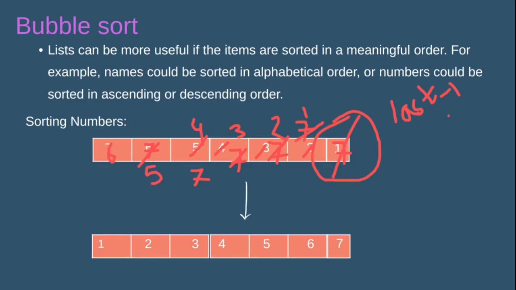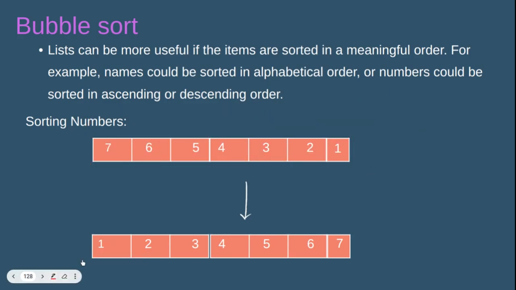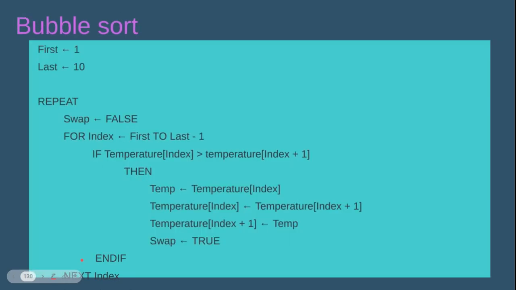Then again we'll say last minus 1. It means that in the third pass we'll consider only these 5 values and the sorted ones will be left out. So let's understand the algorithm of the bubble sort. For this we'll be using two variables, first and last. First is considered as 1, last is 10, considering that the array that we are going to sort has 10 indexes.